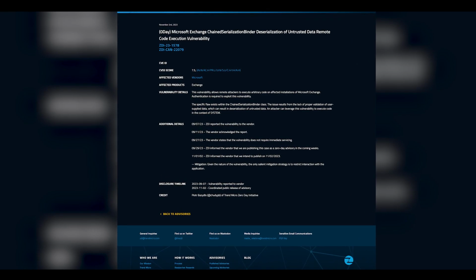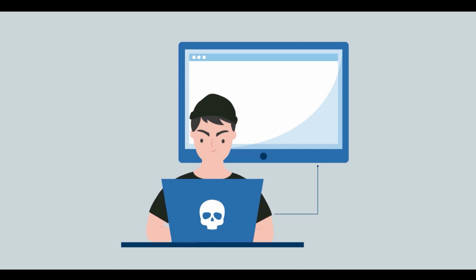ZDI suggests that the only salient mitigation strategy is to restrict interaction with Exchange apps. However, this can be unacceptably disruptive for many businesses and organizations using the product. We also suggest implementing multi-factor authentication to prevent cybercriminals from accessing Exchange instances, even when account credentials have been compromised.